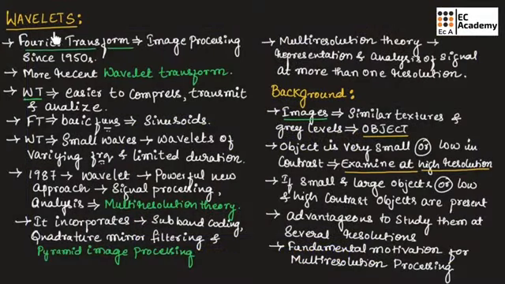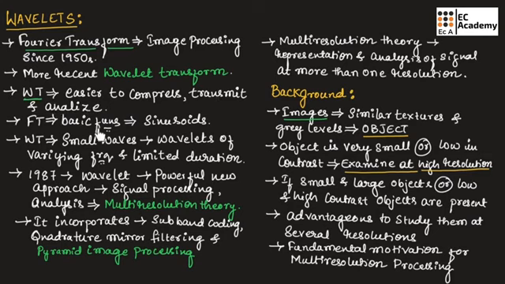In this lecture, let us understand wavelets in image processing. Fourier transform has generally been used for image processing since the 1950s. More recently, wavelet transforms are used for image processing. Wavelet transform has made images even easier to compress, transmit and analyze. This is the advantage of wavelet transform compared to Fourier transform.